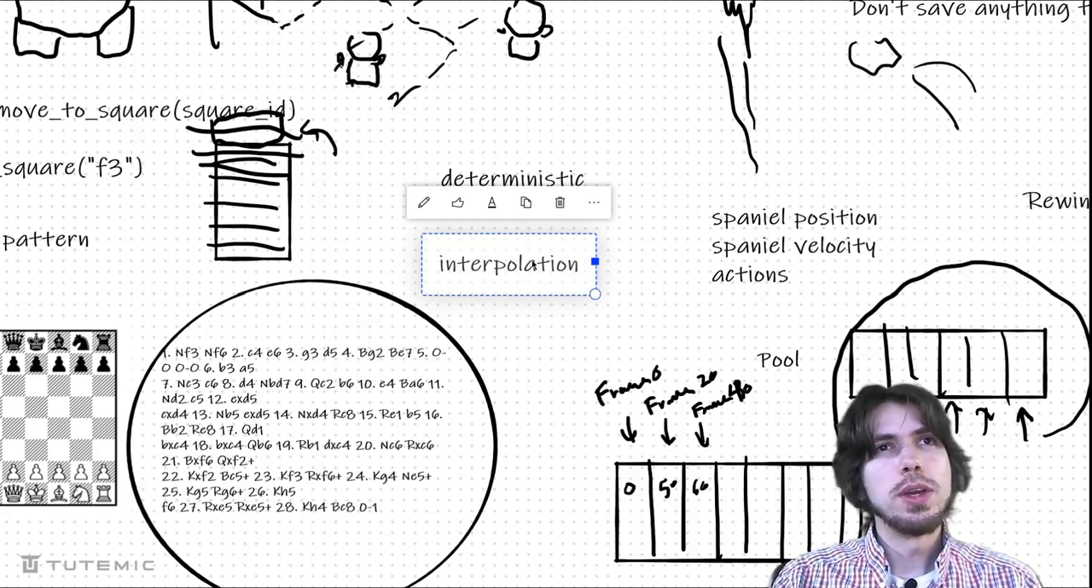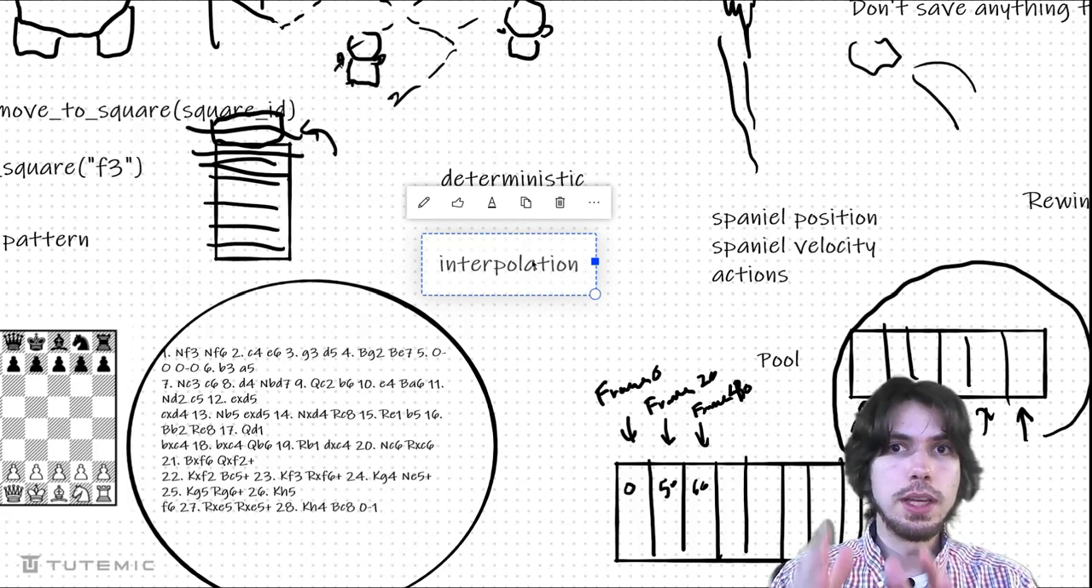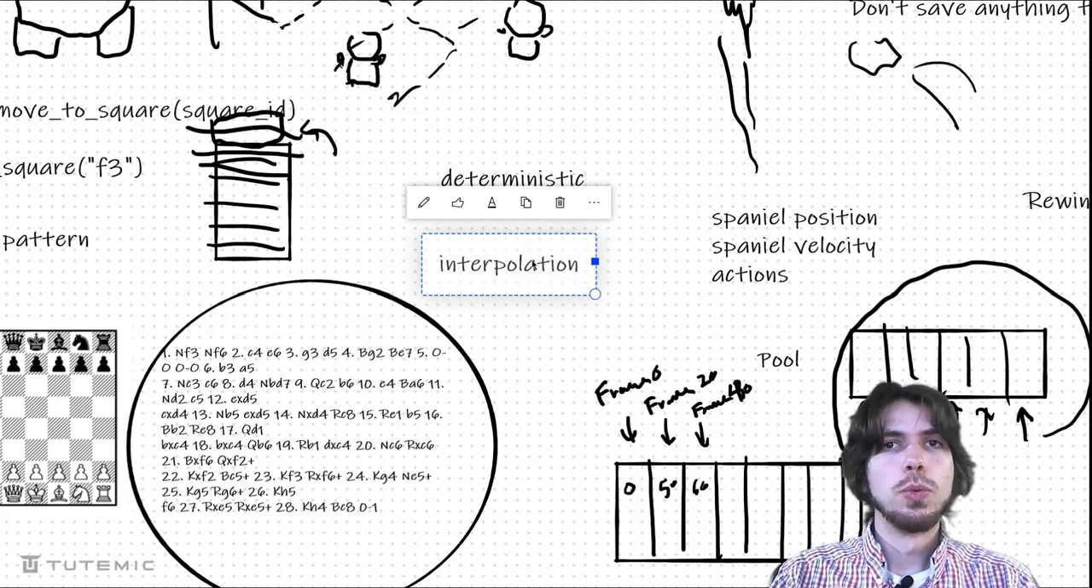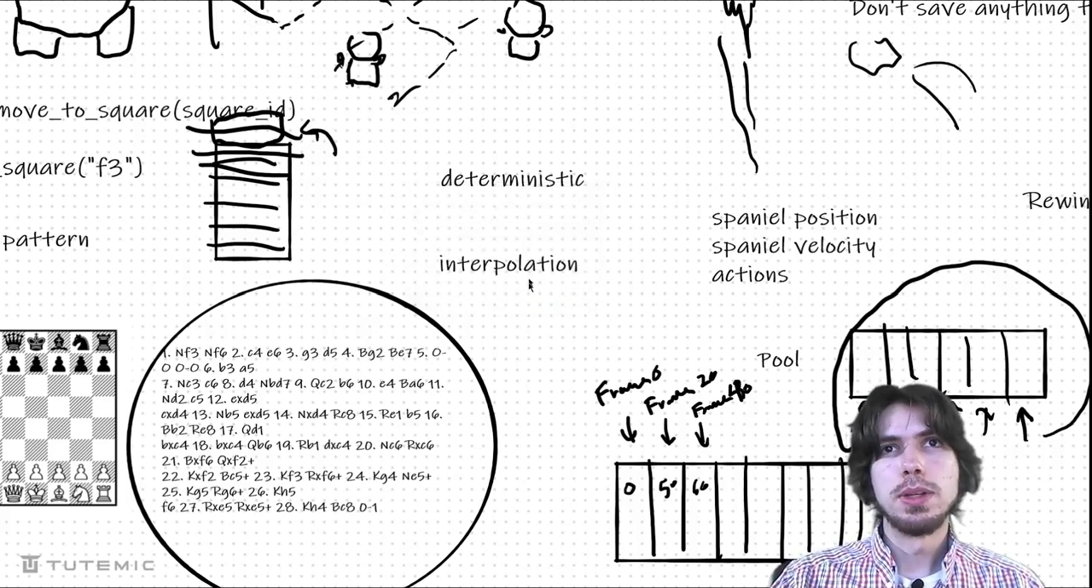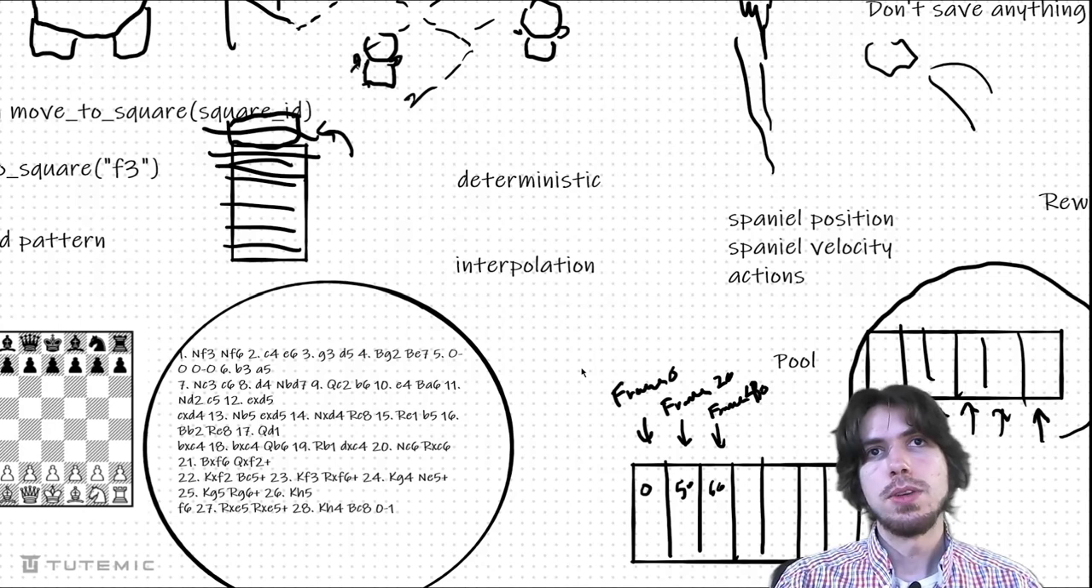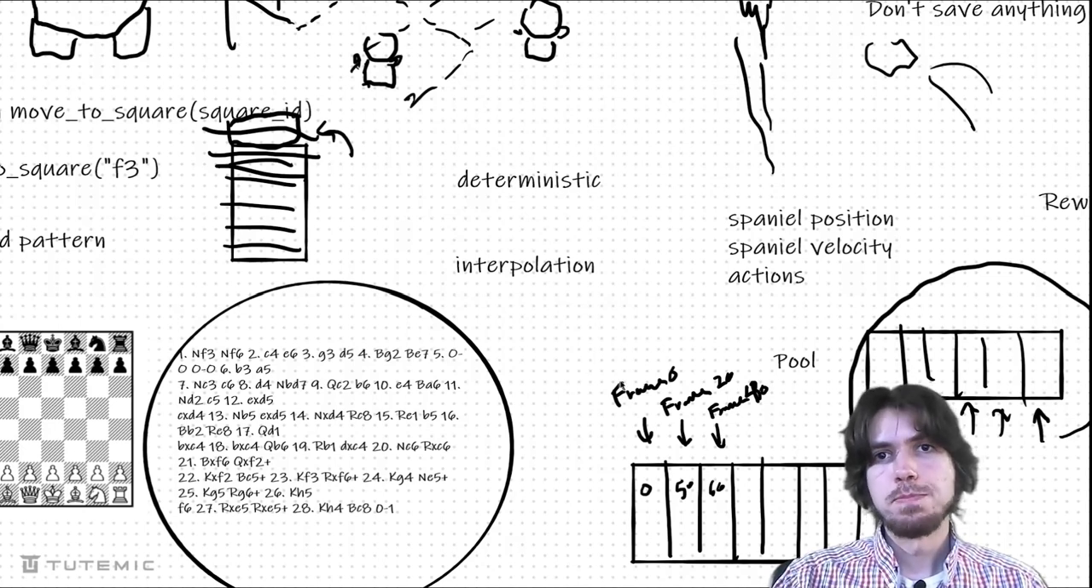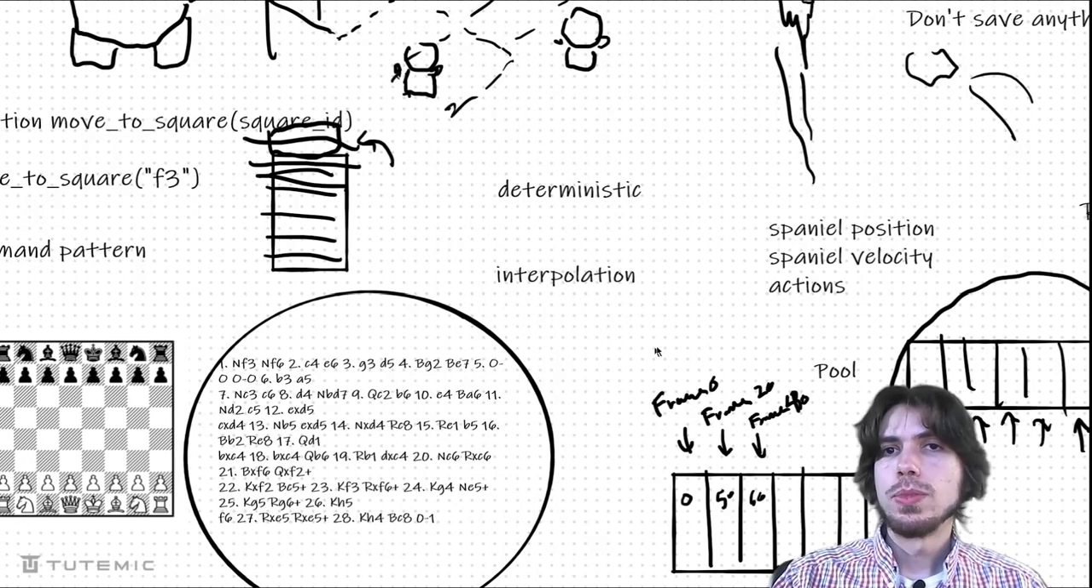So when we're dealing with really particular gameplay that has to do with deterministic types of outcomes, then interpolation is probably not going to be robust enough for a rewind system. Try it out, see what happens.